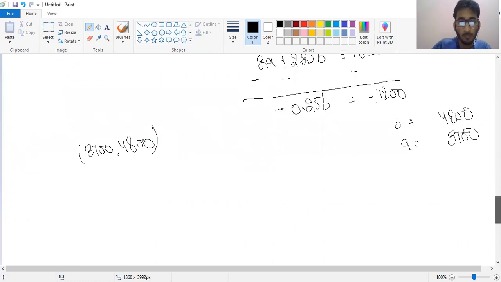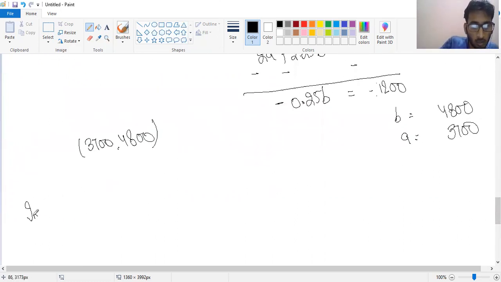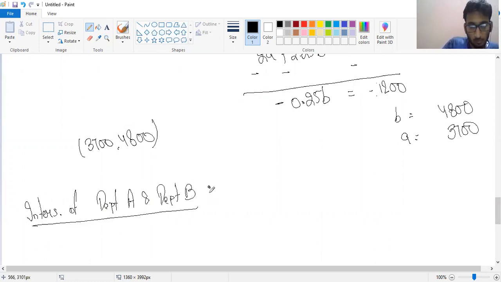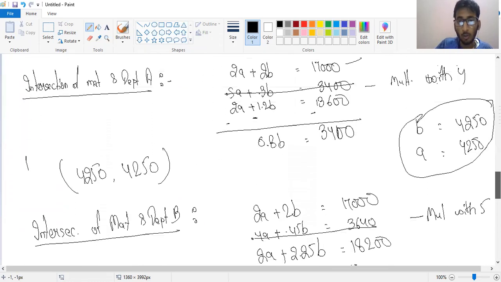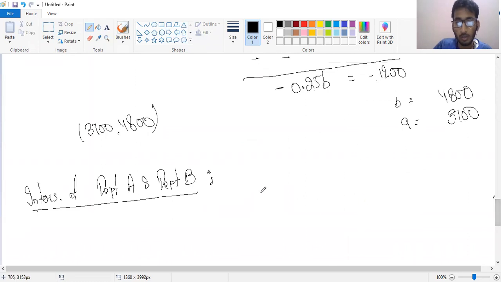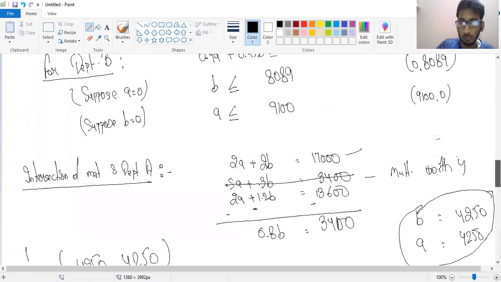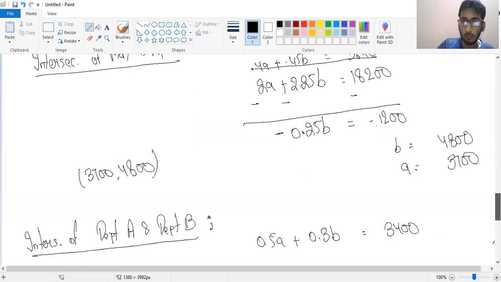Okay, now the intersection of department A and department B line. So basically, I can say 0.5a plus 0.3b equal to 3400, and 0.4a plus 0.5b.